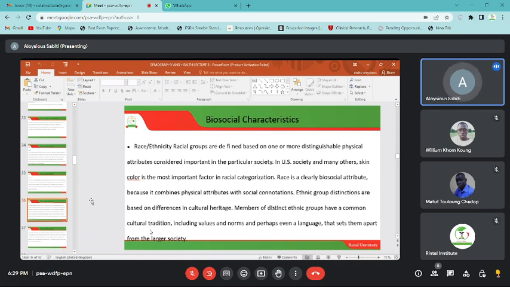You're either born to a specific race, you're either born to a specific sex, or you are born at a specific date of birth. And therefore, these are characteristics that do not change over time. Now, racial groups are defined based on one or more distinguishable physical attributes considered important in the particular society. For example, for us in Africa, we most times take our biosocial attributes as tribes.